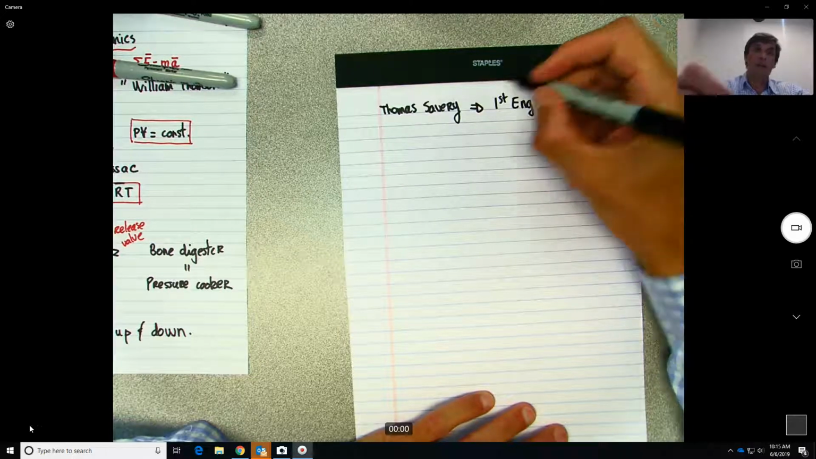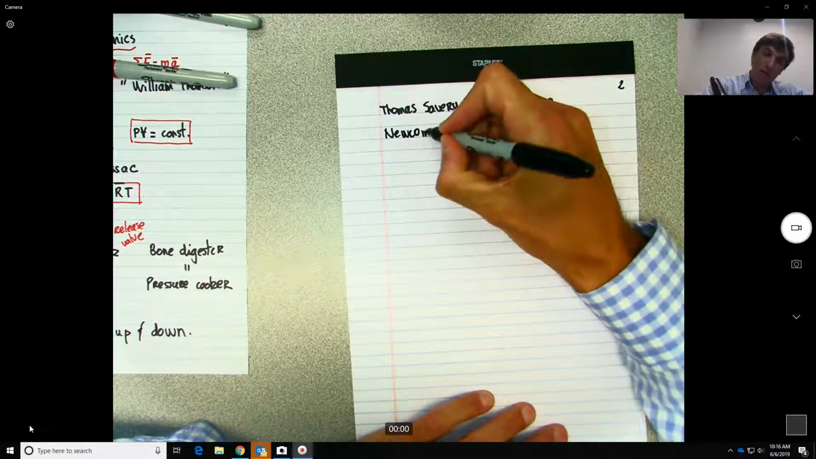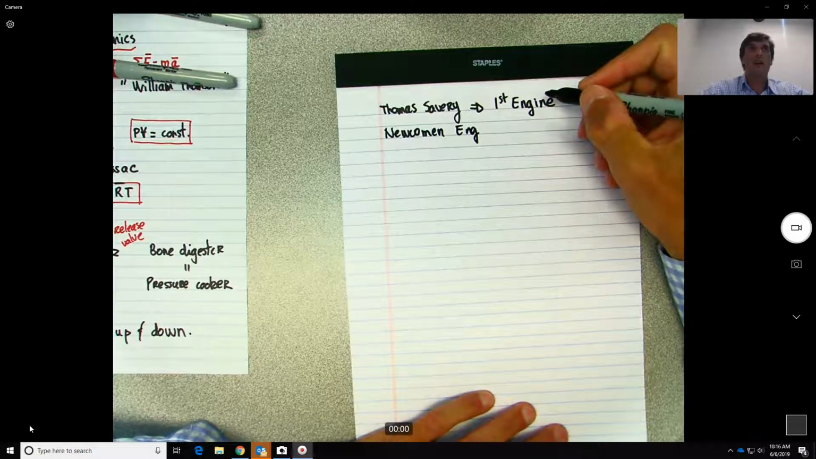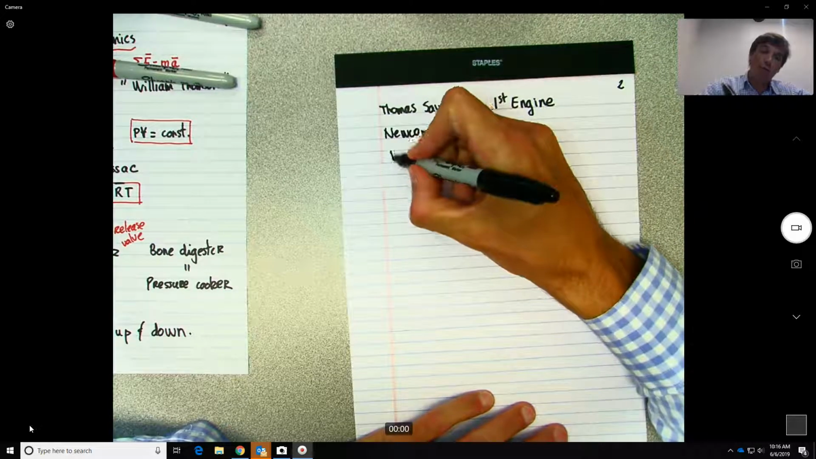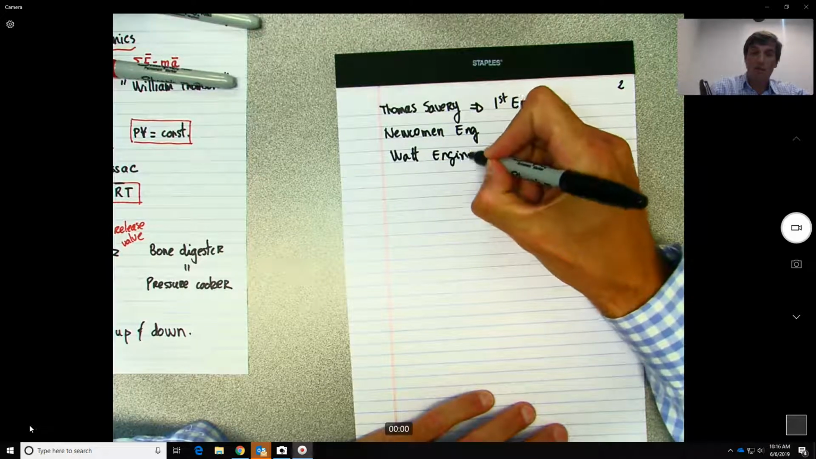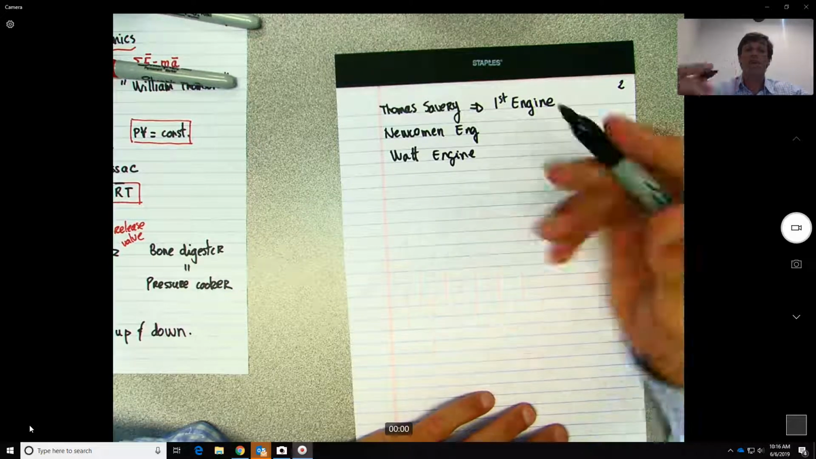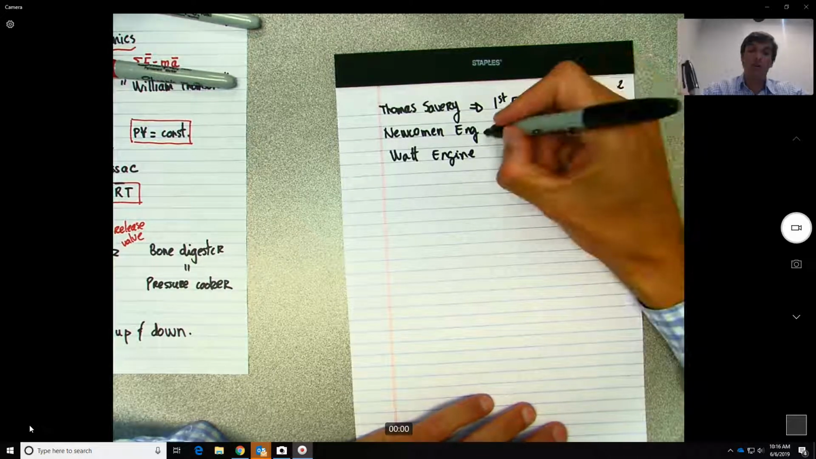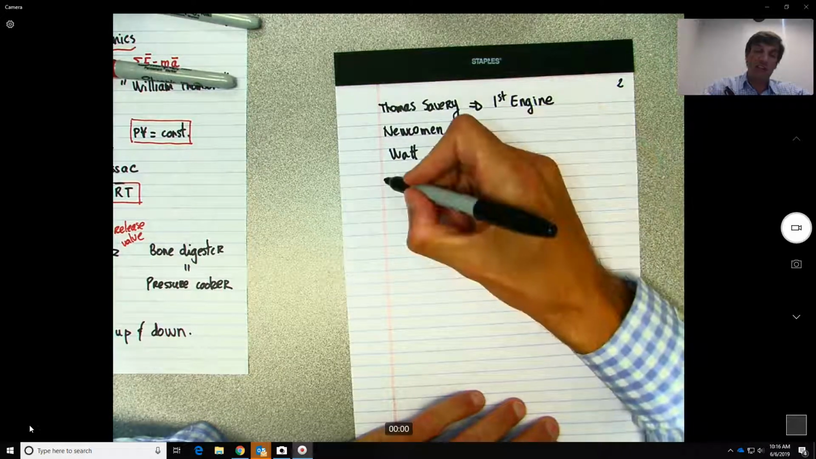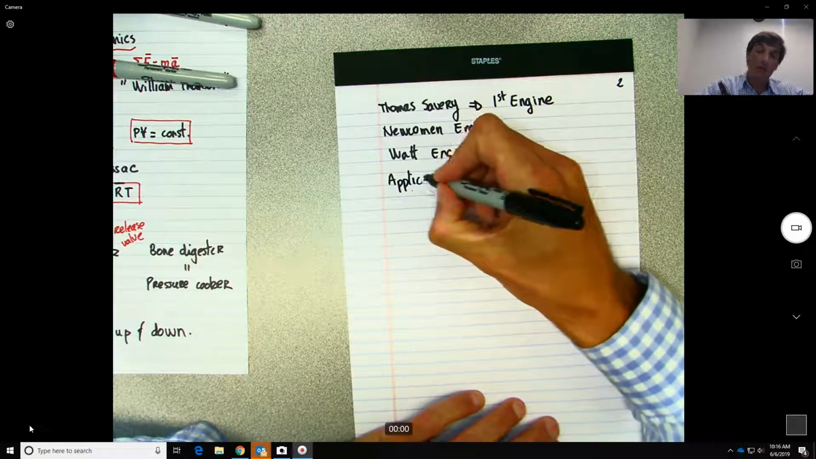Then you had the Newcomen engine, and another one would be the Watt engine. You see that Watt is a unit, so it's very well known. Newcomen is also very well known. But basically those were the first engines. So since I talked about this first engine, what were really the first applications of these engines?